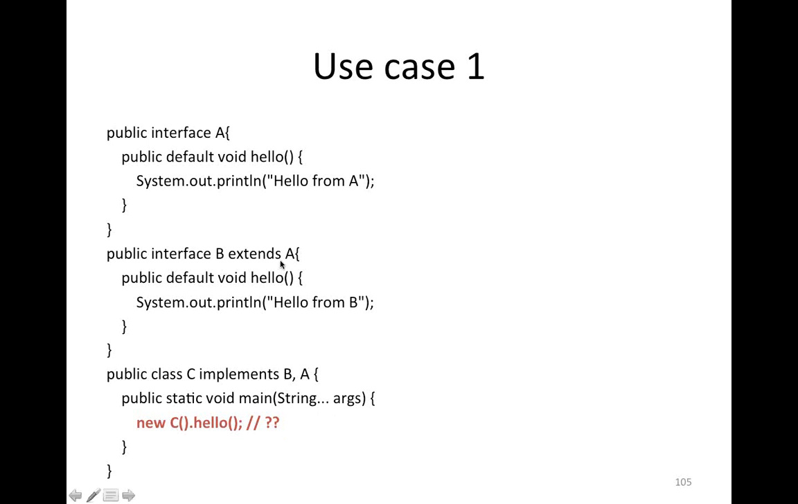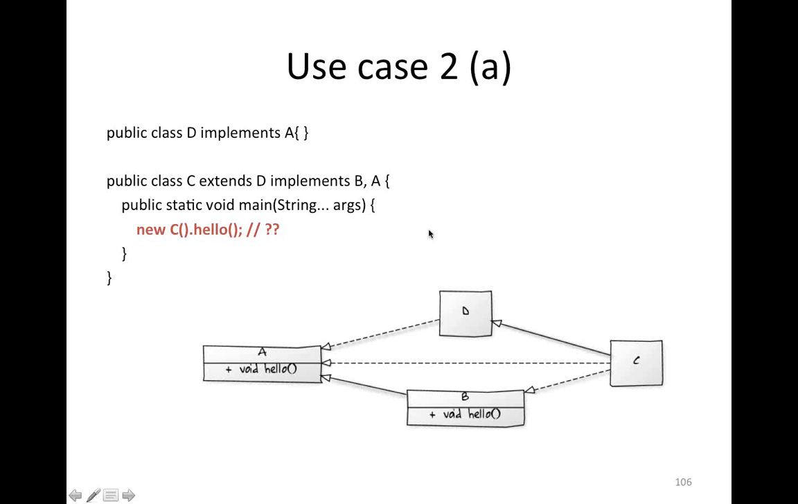Well, because B is more specific than A, in fact the interface B extends A, then this code will print hello from B because the default method hello has priority inside the interface B. So this is not a problem. What about a more complicated use case? What if now we introduce a class D that C extends from? D implements A, and B also extends the interface A. What do you think gets printed?